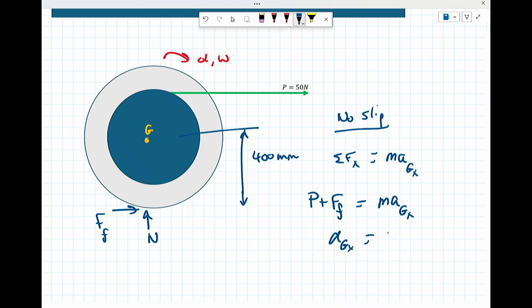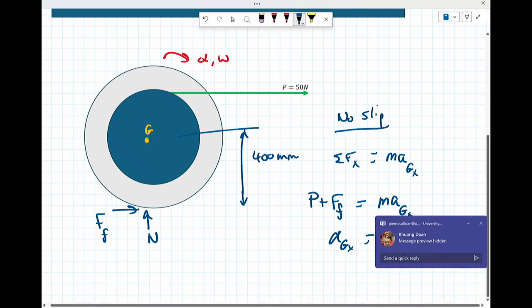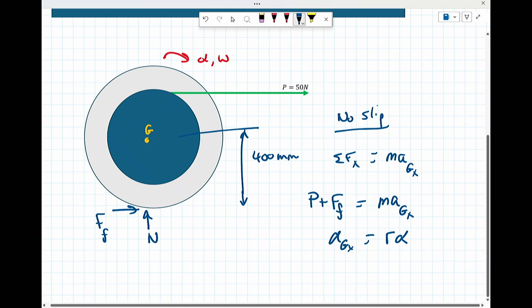a_Gx is equal to r alpha. And r is the distance from the center of mass to the point of contact. Because remember, this is no slip at this point. And because it's no slip, you're going to have a distance of 400 millimeters, 250 plus 150.